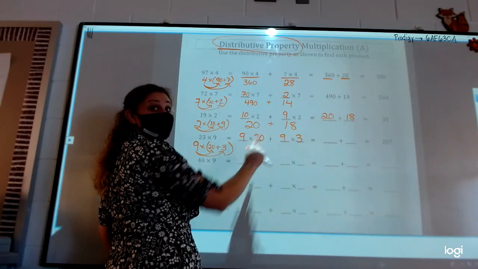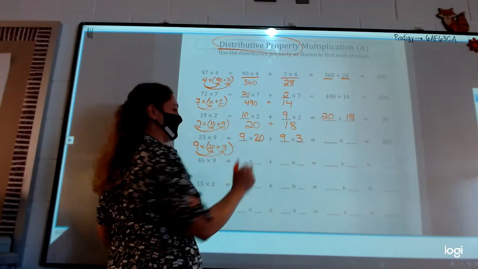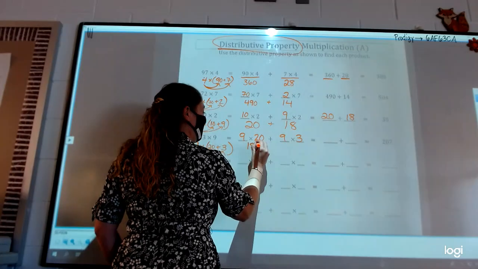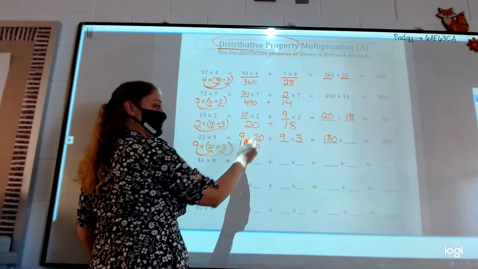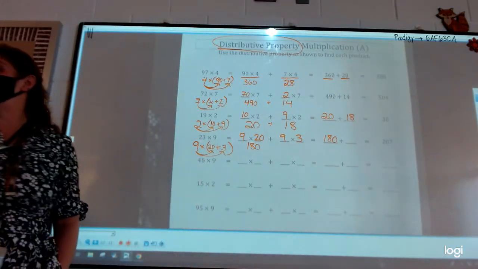18. And then how many zeros do we need to add? 1. Good. So this will be 180. So we copy that here. You don't have to write the numbers below, but for me that helps me stay organized.